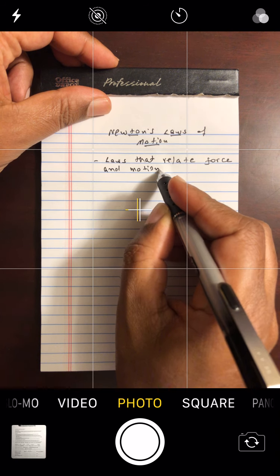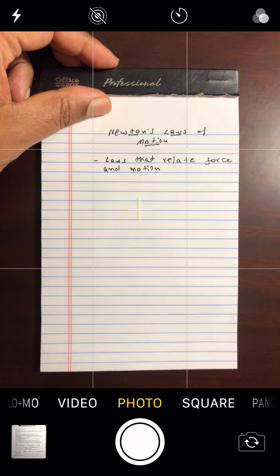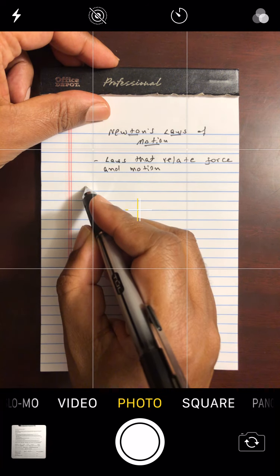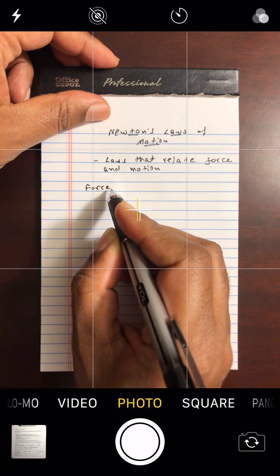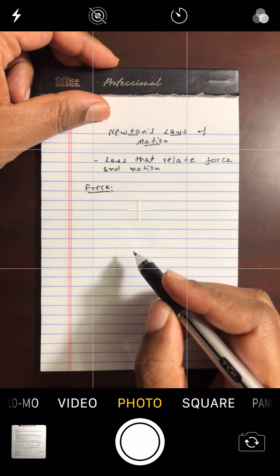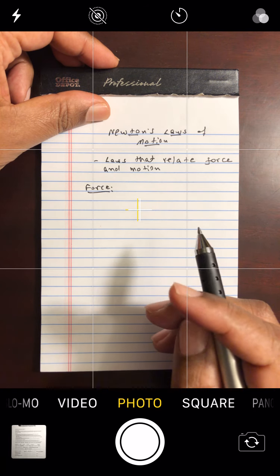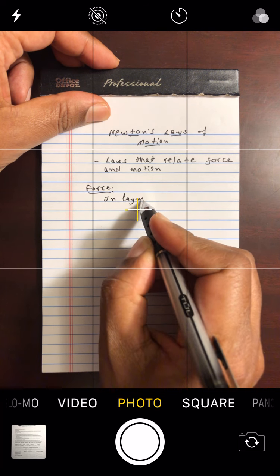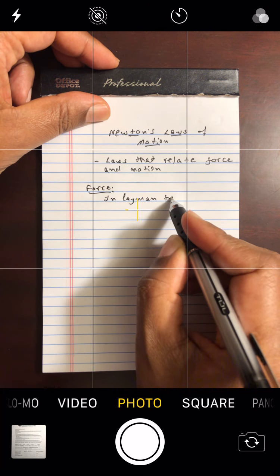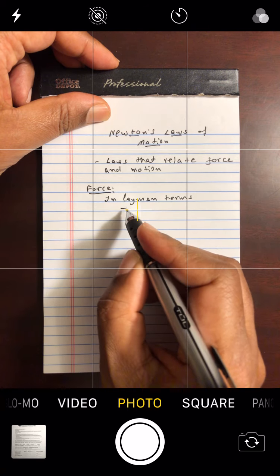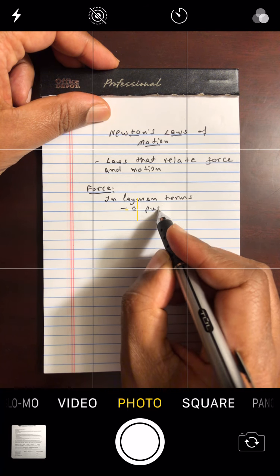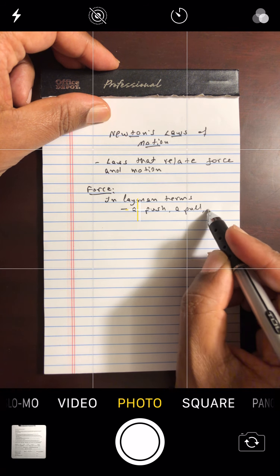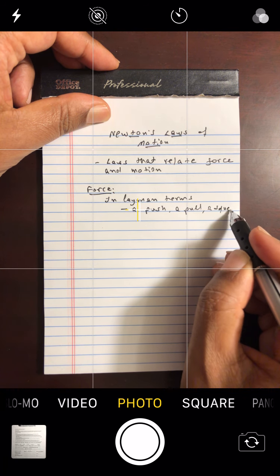So far we've been dealing with motion in the previous chapters. So let's define force. Force, in layman terms, you can say it's a pull, a push, a squeeze, and so on.